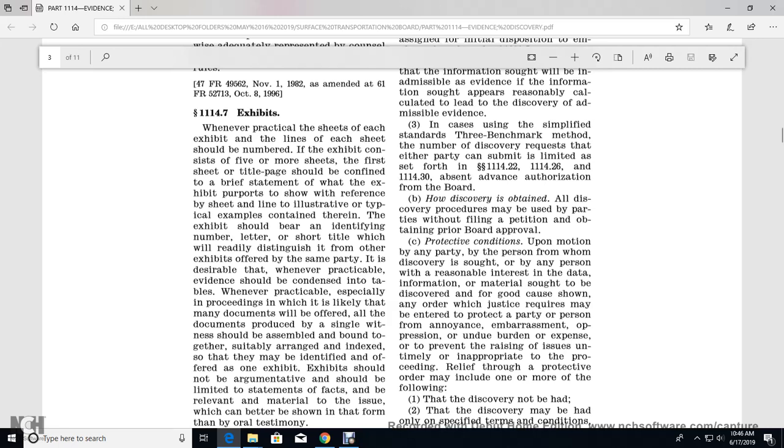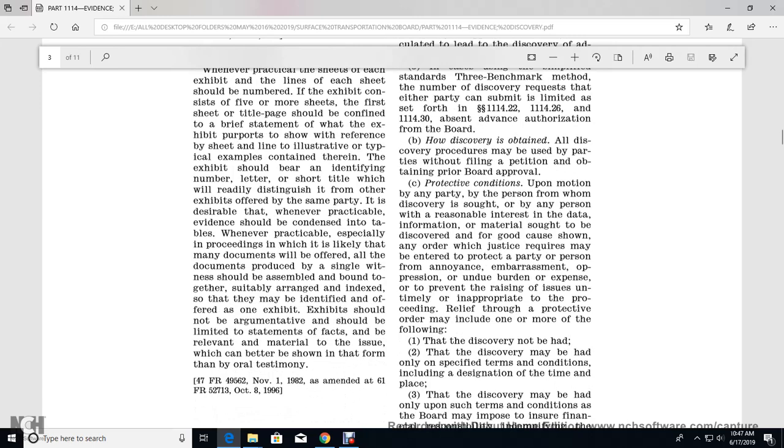Evidence should be presented in charts and tables whenever practicable, especially where the likelihood is that many of the documents will be offered. All of the documents produced by a single witness should be assembled and bound together. It is suitable to arrange an index so that they may be identified and offered as one exhibit. It should not be argumentative and should be limited to statements of the facts and relevant material to the issue, which can be better shown in the form of oral testimony.